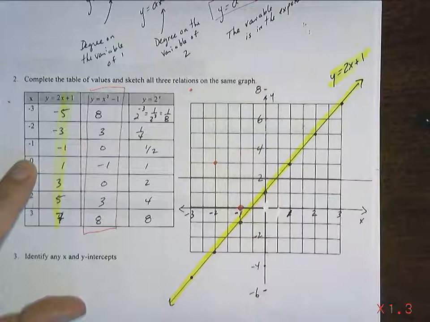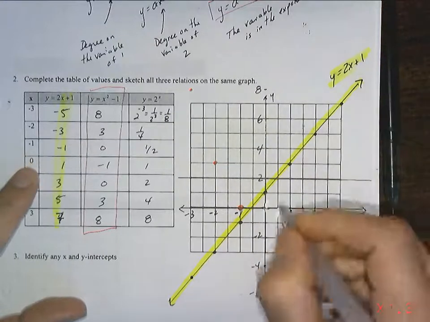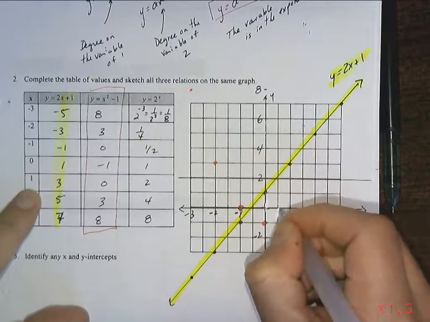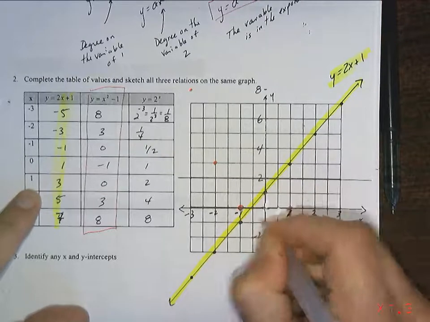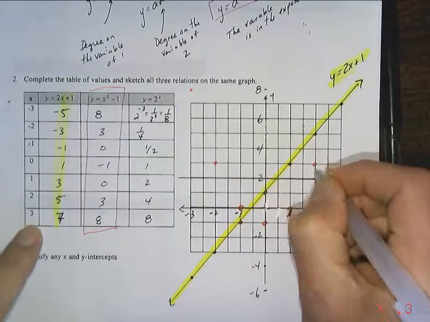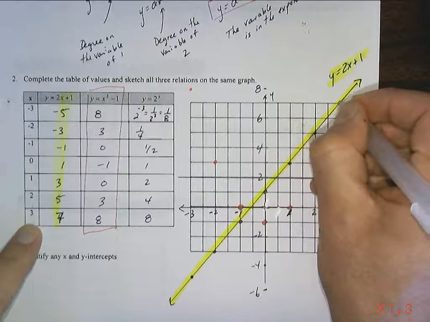Get rid of that. Put it back in. There we go. And then I should have 0, -1. And then I should have 1, 0. So I guess we found our vertex, right? It's coming up now. 2, 3. And 3, 7. Oh, look, it's going to cross here.